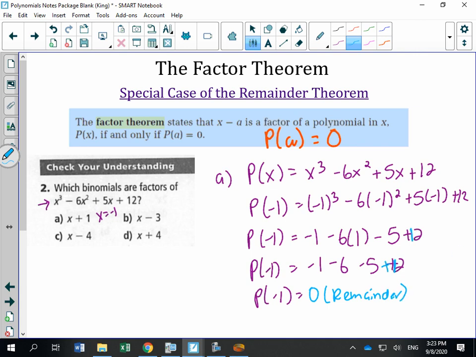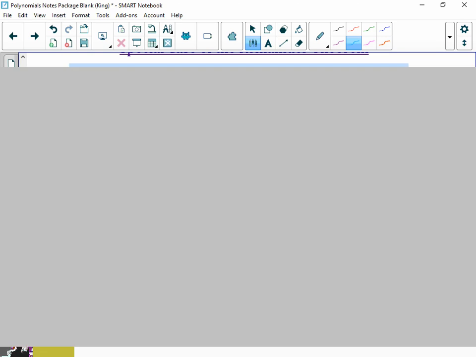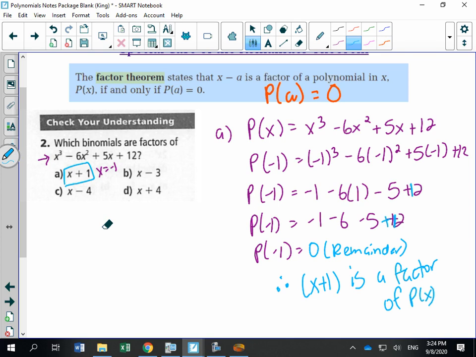And what the factor theorem says, so it's a special case of the remainder theorem, is if you input the root of the binomial and you get a remainder of 0, what that means is that this binomial here, x plus 1, is a factor of p of x. Okay, so if you get 0 as the remainder, then the binomial is going to be a factor of p of x. Now, what I explained at the beginning of this question is I'm going to show you how to do this in a really quick way. And I'll show you how you do this on your calculator. So you want to input this into y1 on your calculator.